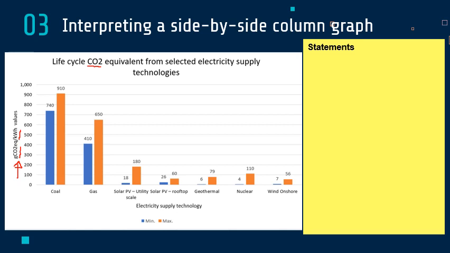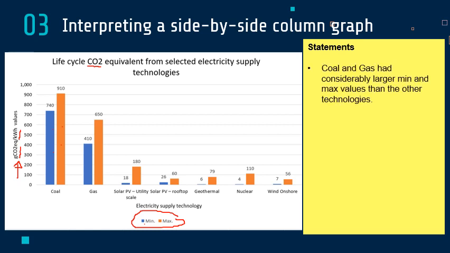So let's have a look. So here again, I've got my key. Now my key's down the bottom here, but you can see each of these columns has a color. So the blue is the minimum and the orange is the maximum value. Okay, so what statements can we make?